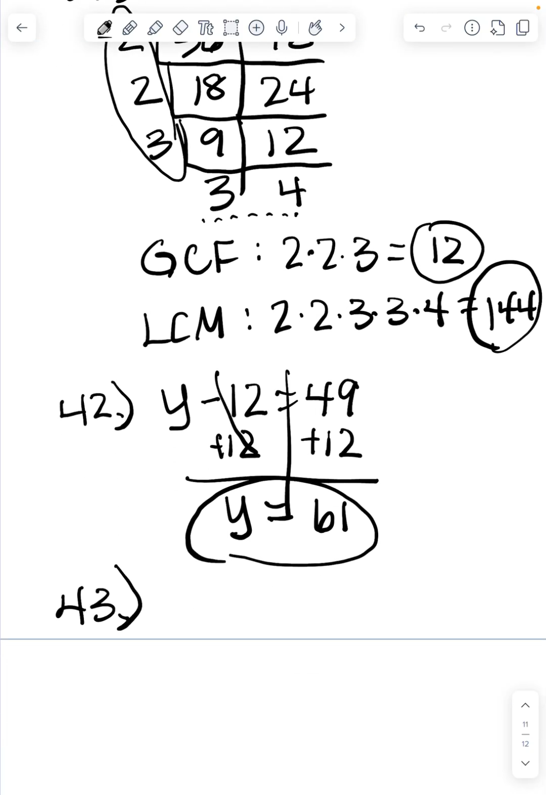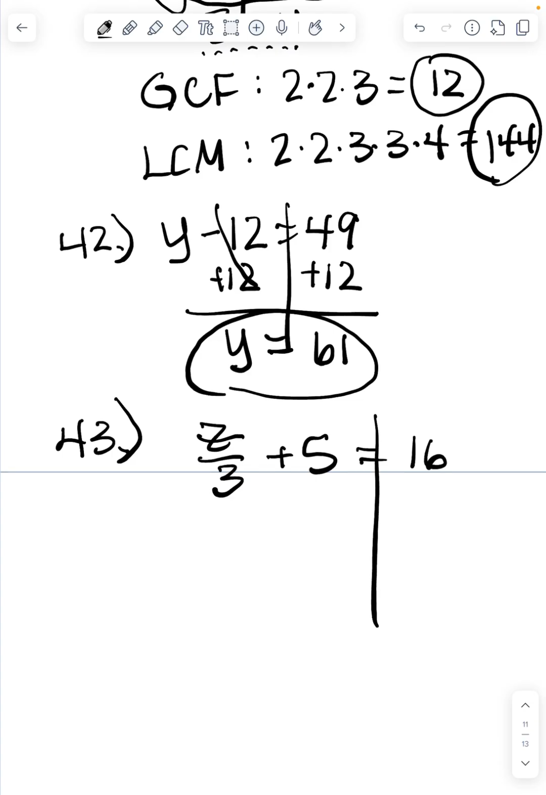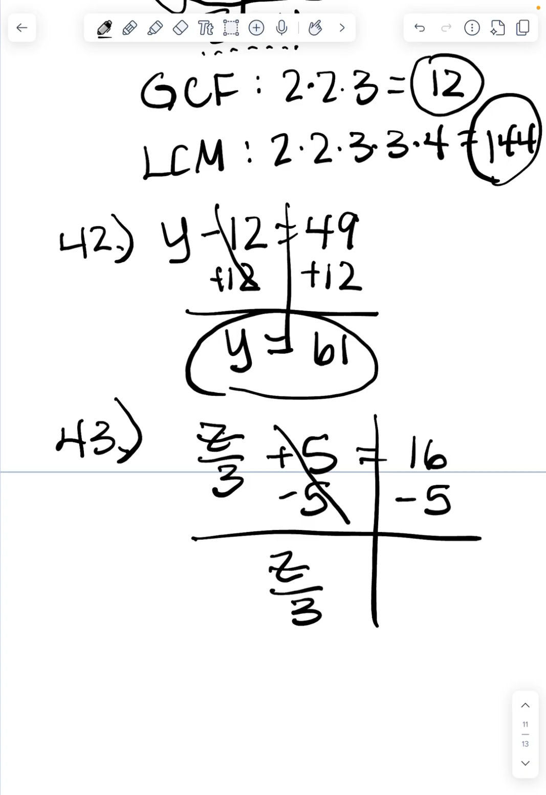Number 43. Z divided by 3 plus 5 equals 16. Here's my equation, my equal sign. Z is my variable. Right now it's being divided by 3, and then we would add 5. We're going to do the last thing first. We have to do the inverse of the last thing first, which means add 5 was last, so we'll minus 5 on both sides. Z divided by 3 equals 11. Now I can multiply both sides by 3. So Z equals 33.